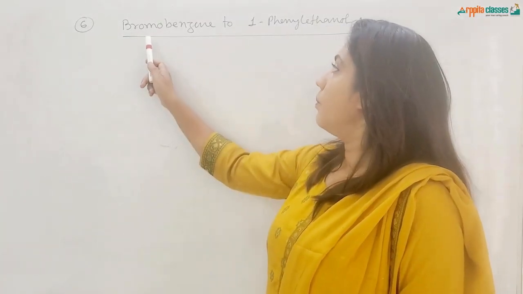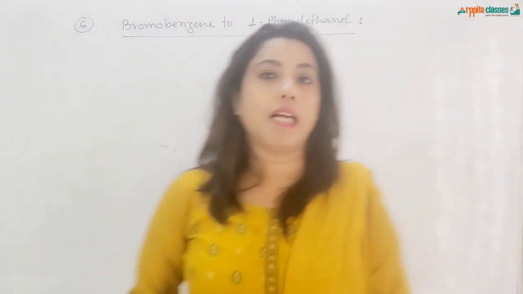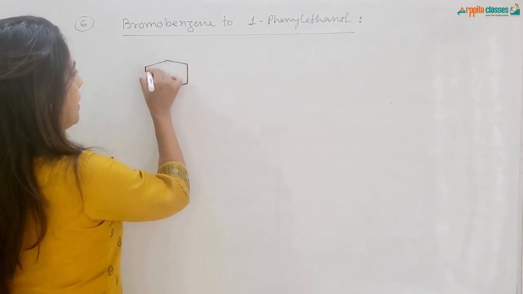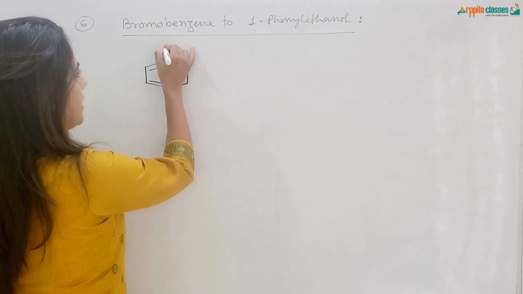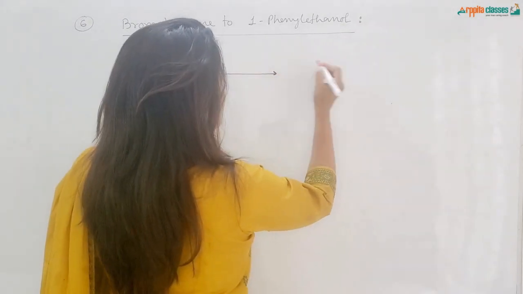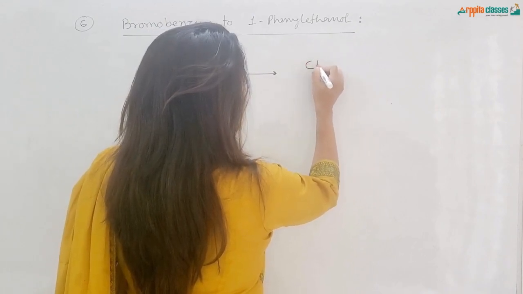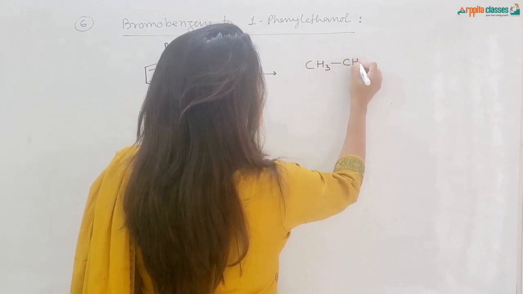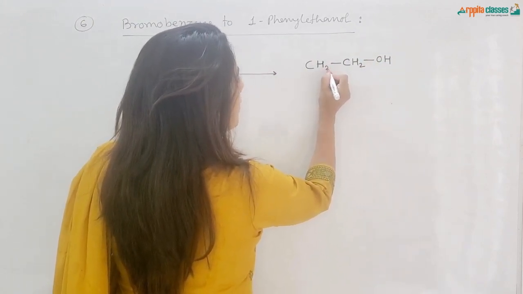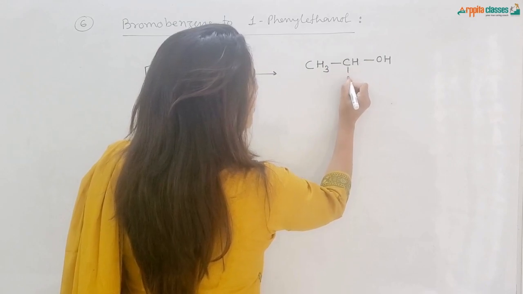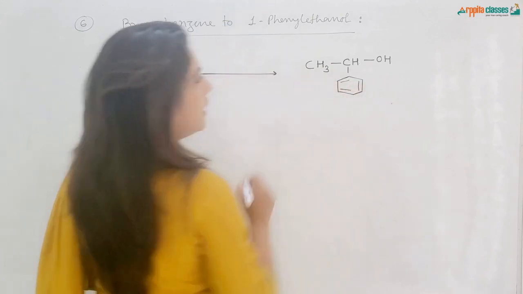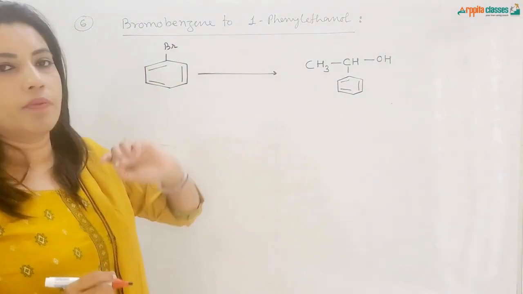The question is bromobenzene to 1-phenyl ethanol. Bromobenzene is a bromine group attached to the benzene ring. This is your bromobenzene. From here you need to convert to 1-phenyl ethanol. Ethanol is your CH3, CH2, OH, 1-phenyl. So it will be a phenyl group attached to the first carbon atom. So this is your 1-phenyl ethanol. So from here we have to convert till here.